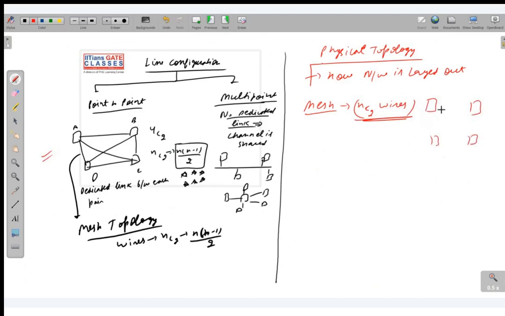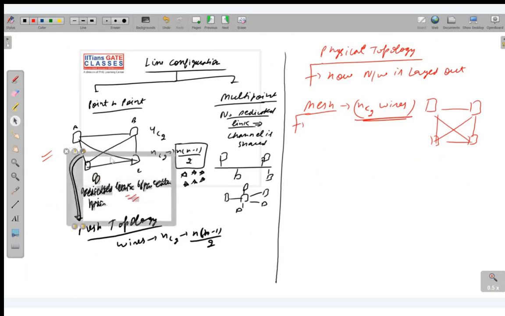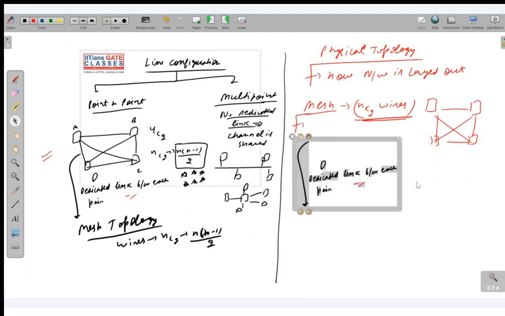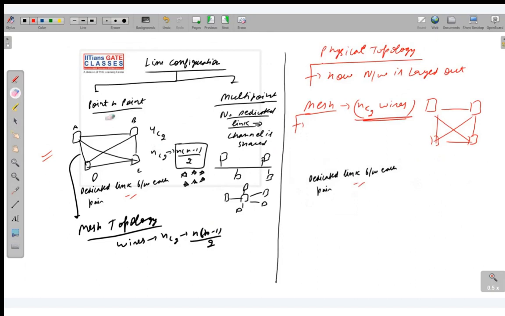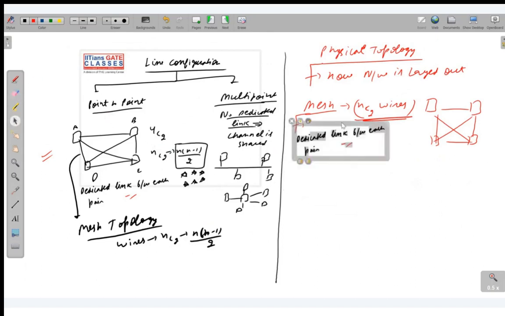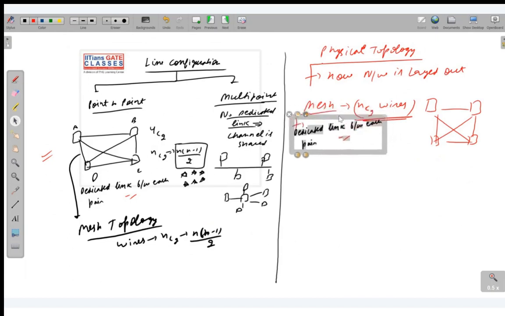So between every pair, you should have a dedicated link. Dedicated link between every pair. I have written that already, so I should not write it again and again. Let me copy it to save time. Yes, so this is mesh topology. By the way, I have created a mesh only. So this is first.